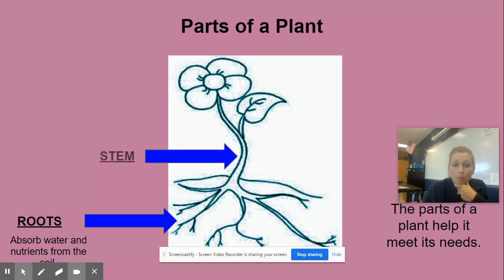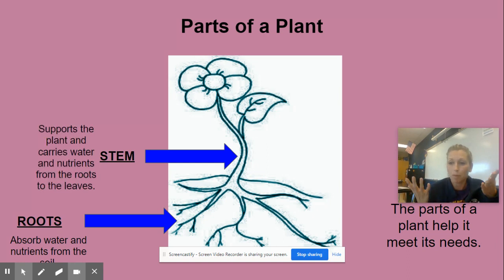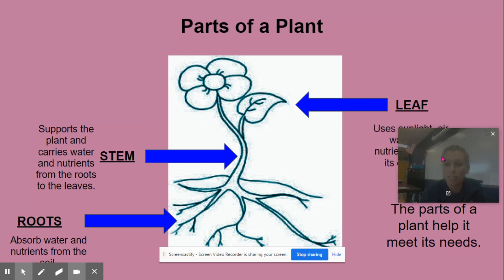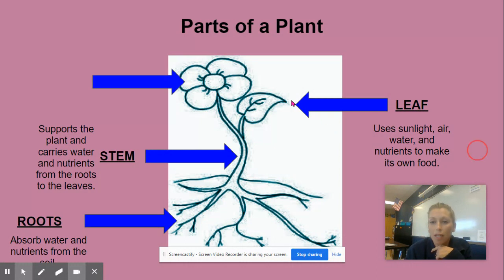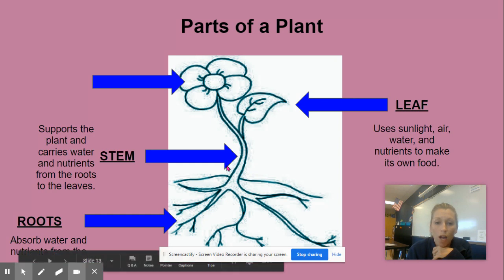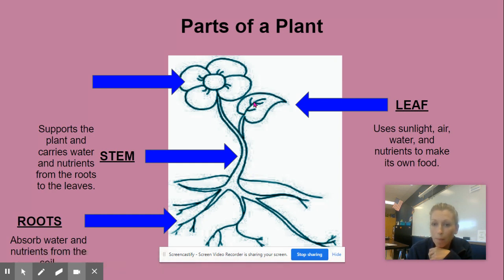They have stems. Stems support the plant, so they hold it up so it doesn't fall over and lean, but it also carries the nutrients and water from the roots to the leaves. Then we have the leaves, which are very important because this is where plants make their food. This is where the plants take the sunlight and the carbon dioxide, and they take the water and nutrients that the roots send up, and they make their own food. So that's very important for them to meet their needs.